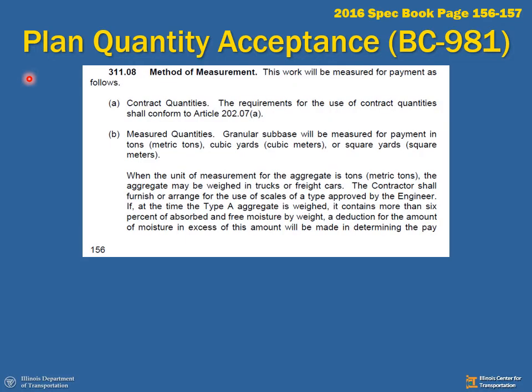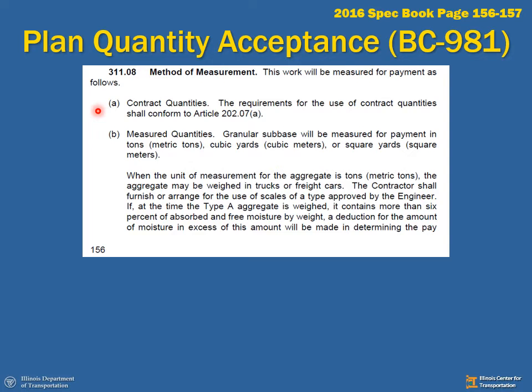On pages 156 and 157, let's look at an example. I want to know if my item is eligible to be agreed to planned quantity. So what do I have to see? Well, let's go to Article 311. We're looking at granular subbase. 311.08, method of measurement, has an item A, and the 2 words I'm looking for, contract quantities. If I see that and the reference to 202.07a, all right, item A, in my pay item, then it's possible I could agree to planned quantity.